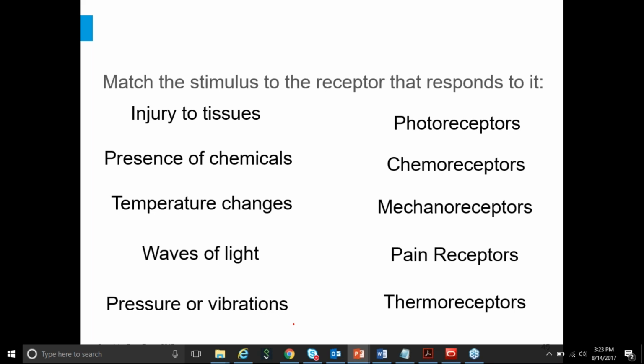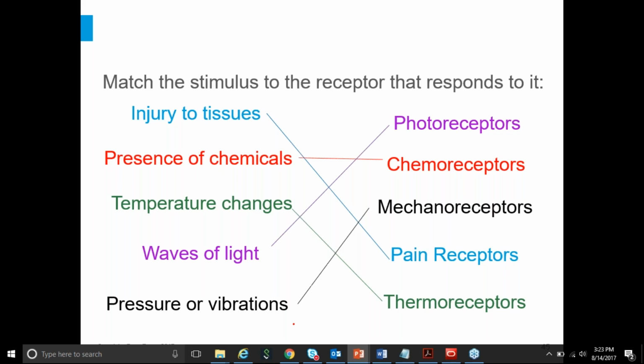So injury to tissues is what triggers pain receptors. The presence of chemicals triggers chemoreceptors. Again, that's in your mouth and your nose to be able to taste and smell. Temperature changes, that would be thermoreceptors. Those are in your skin. Waves of light would be photoreceptors on the retina of your eye. And pressure or vibrations is mechanoreceptors. And those are kind of everywhere.